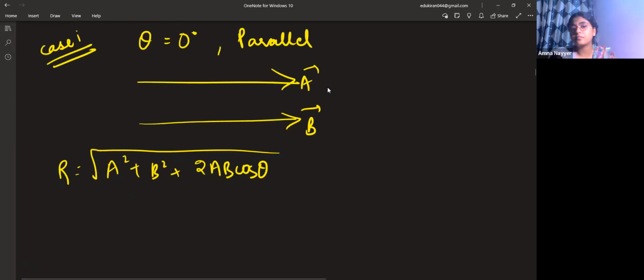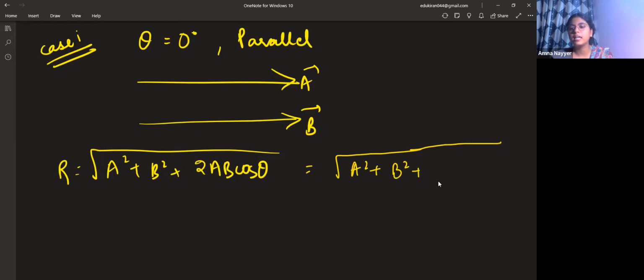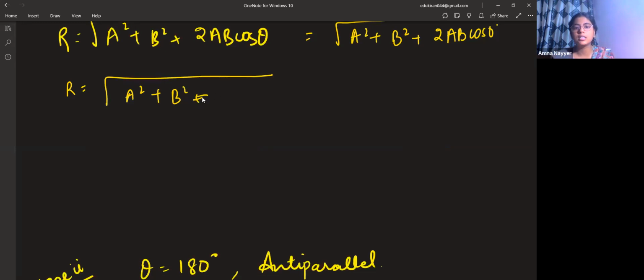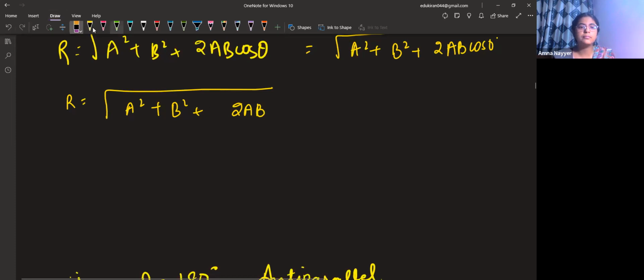So those special cases we have to see. If two vectors, A and B, are parallel, the angle between them will be 0 degrees. So in this formula, instead of writing everything, I will write under root A square plus B square plus 2AB cos 0 degree. Cos 0 degree is 1. So the resultant will become under root A square plus B square plus 2AB.